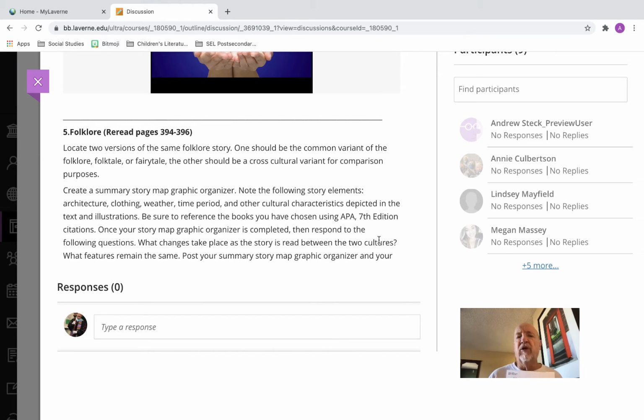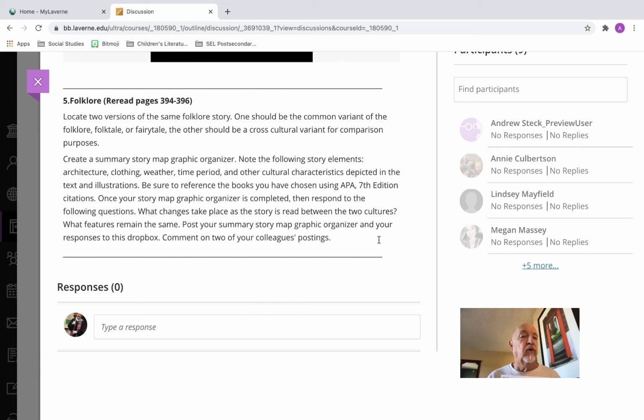Then you're going to read a little bit about folklore and what folklore means when it comes to culture. So you're going to locate two versions of the same folklore story. One should be the common variant of the folklore, folktale, or fairy tale. The other should be a cross-cultural variant for comparison purposes. You're going to create a summary story map graphic organizer, and you're going to note the following story elements: architecture, clothing, weather, time period, and other cultural characteristics depicted in the text and illustrations. Be sure to reference the books you've chosen with APA 7th edition citations.